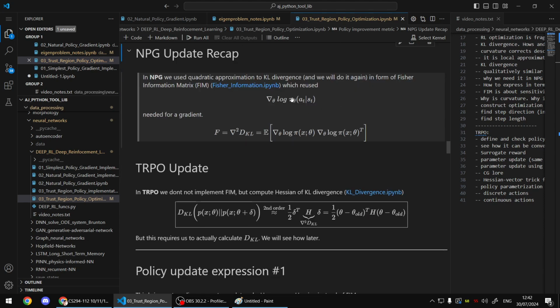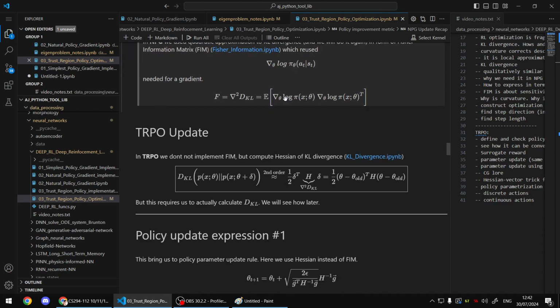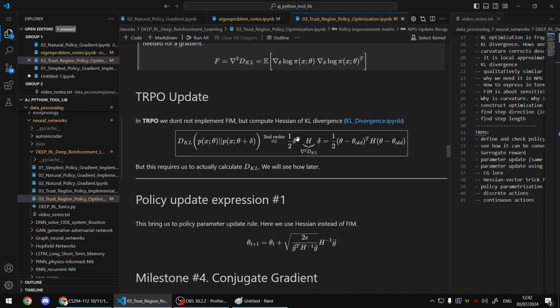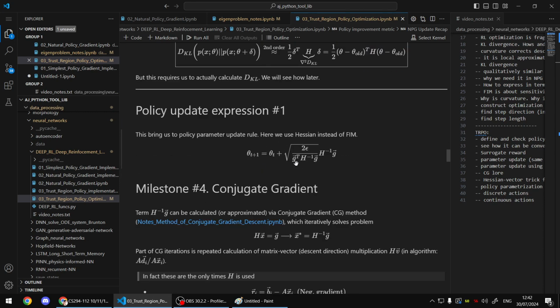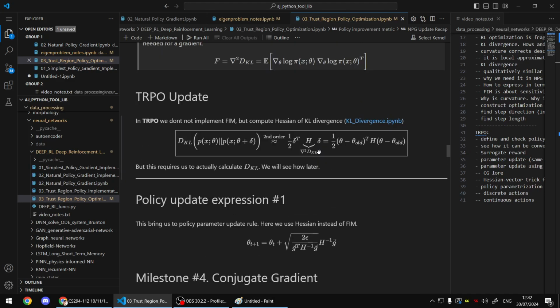Just a small recap again. In NPG we used Fisher information. In this case we just don't go as deep. Our policy update, it still remains the same.